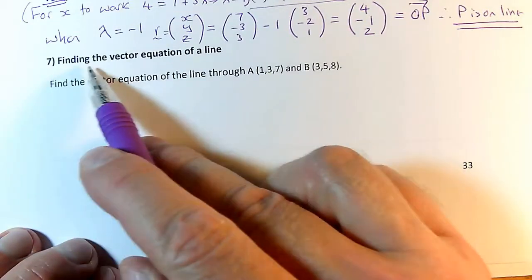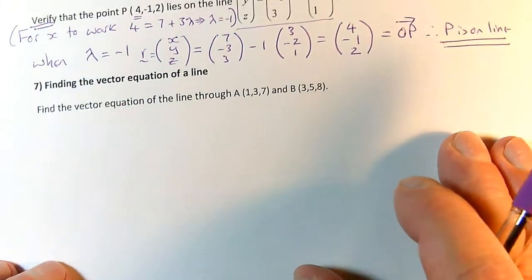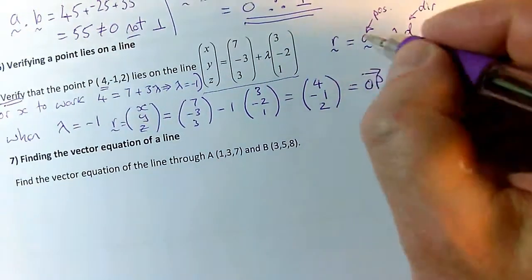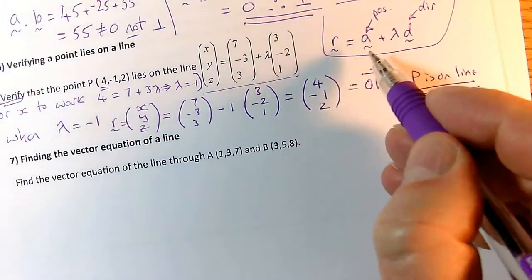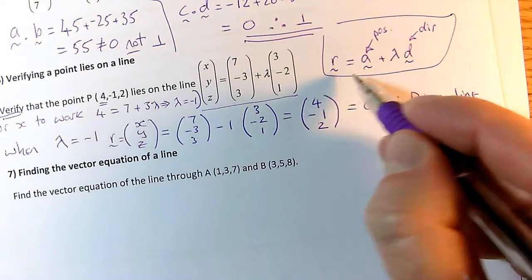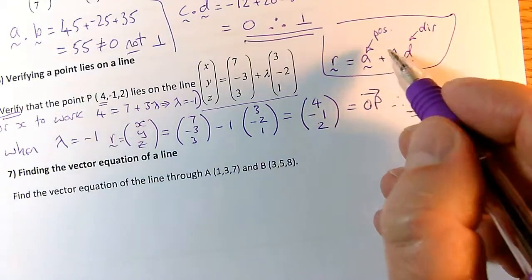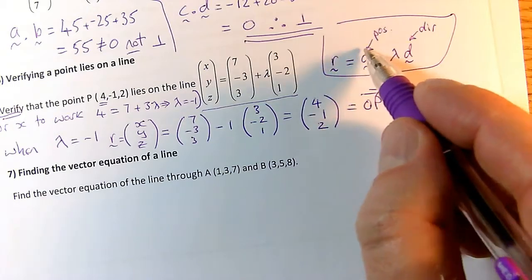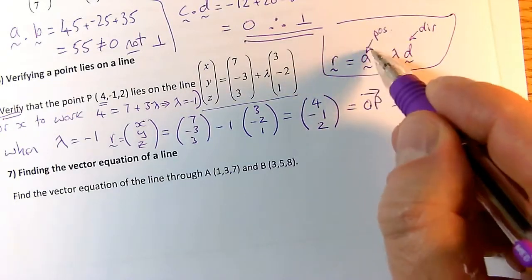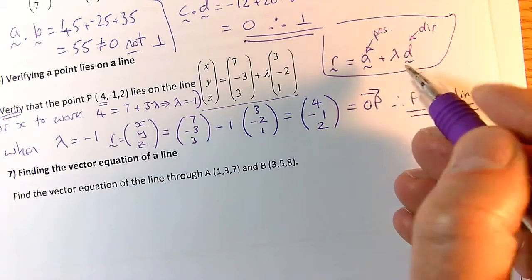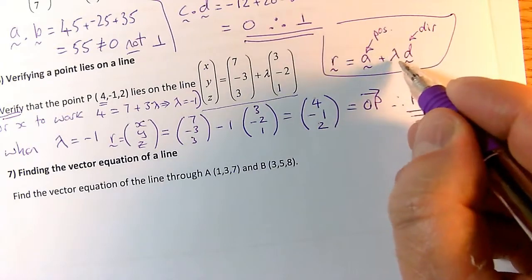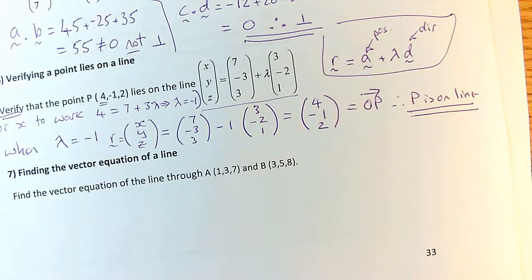Okay, now we're finding the vector equation of a line. And the theory we need came up before. The equation of a line always starts r equals. It's not just this bit, it's the r equals bit as well. But the thing I need to set up is a column vector, which gives me a position vector of a point on the line, plus a parameter, times a direction vector, okay?